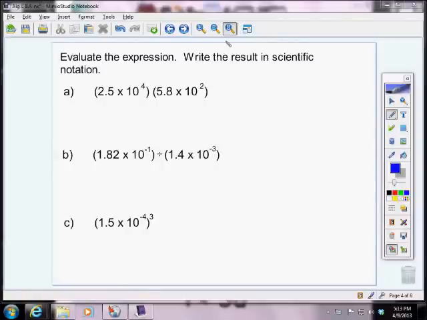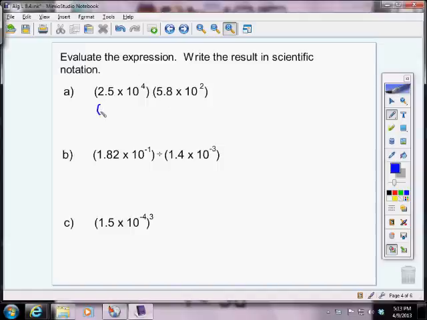Let's take a look at some other problems we have with scientific notation. These say to evaluate the expression and write the result in scientific notation. Basically, we're multiplying 2.5 times 10 to the fourth times 5.8 times 10 to the second. Now what we can do with this, since it's basically all multiplication, is change the order.